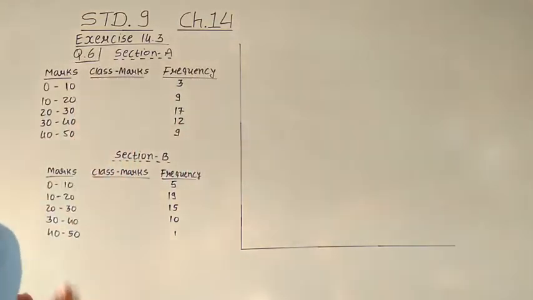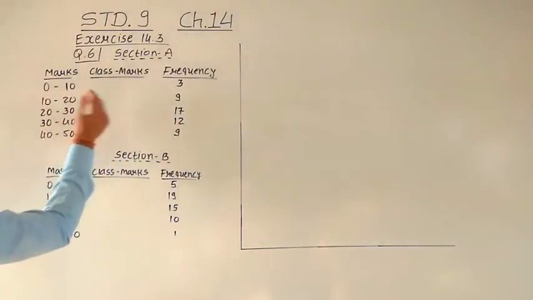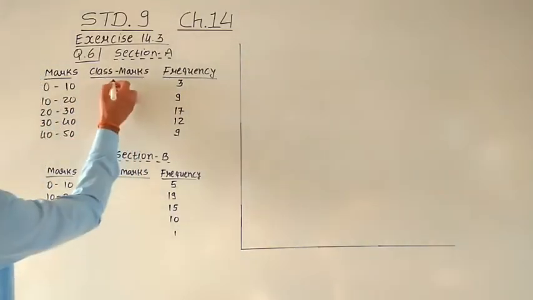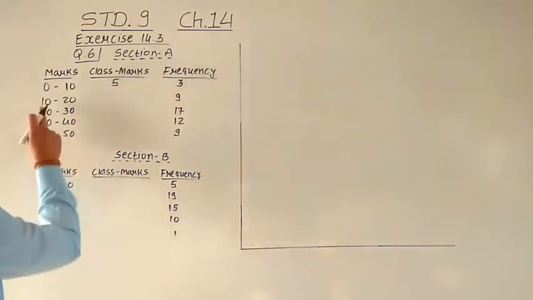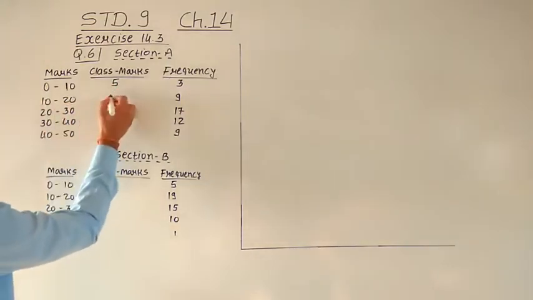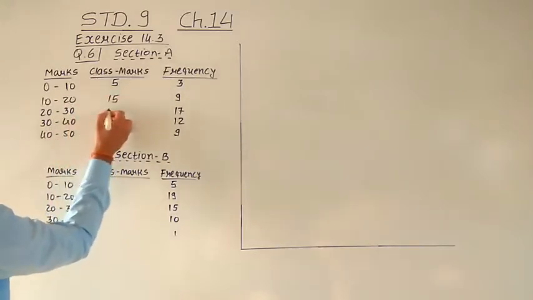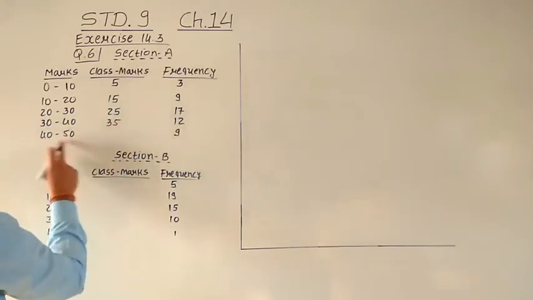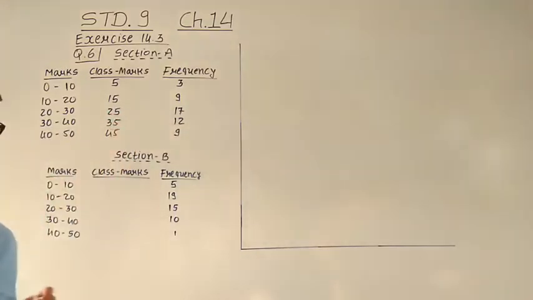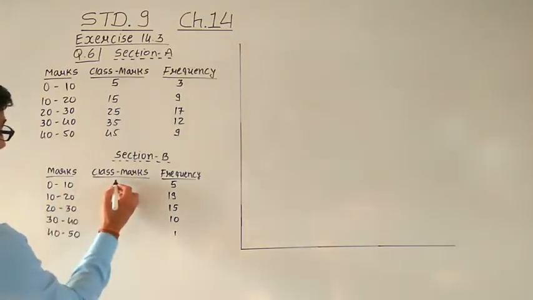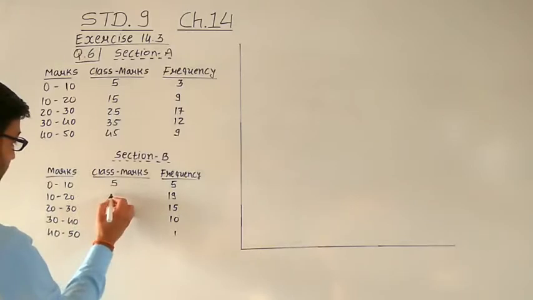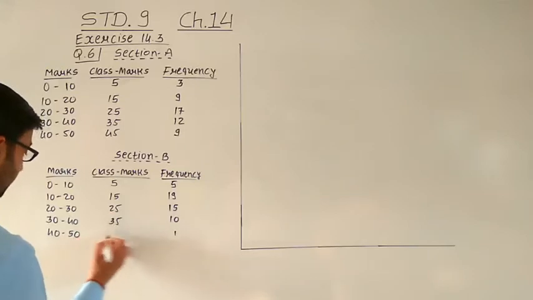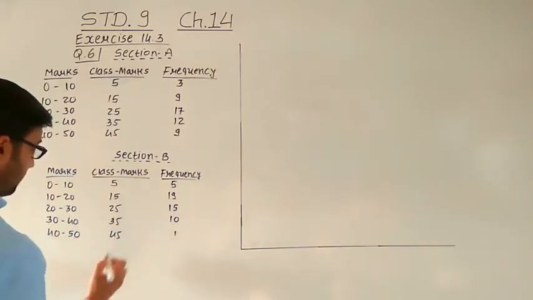First of all, we have to find out the class mark. So what will be the class mark here? 0 to 10, that means 0 plus 10, 10 by 2, that is equal to 5. So the class mark here is 5. In the same way, 10 plus 20 is 30, we get the class mark 15. In the same way here we get 25, here we get 35, and here we get 45. The same thing we have to do for section B, 0 to 10, the class mark will remain the same: 5, 15, 25, 35 and 45, right?